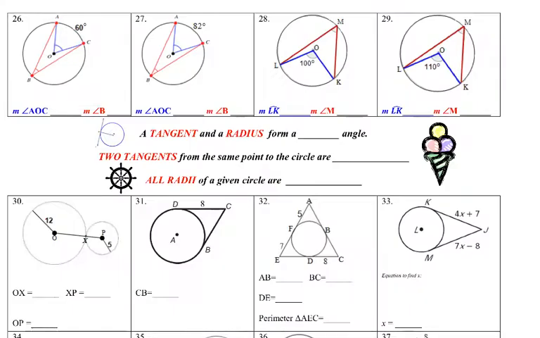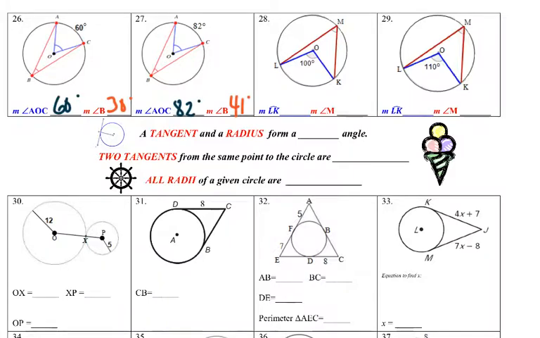Okay. Moving on, central and inscribed in the same picture. So the central is the same, so the central is 60. And then the inscribed is half, so the inscribed is 30. Central is the same, so 60, and the inscribed is half, or 30. Same thing again, the central is the same, so this angle's 82, where the inscribed is half, 41.